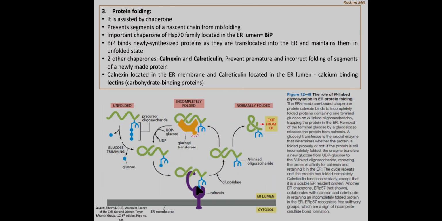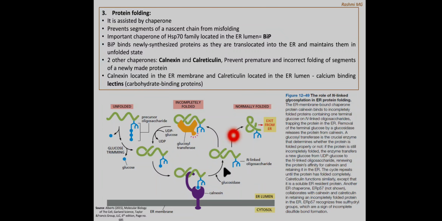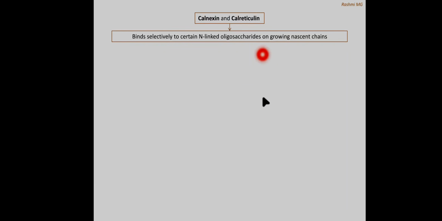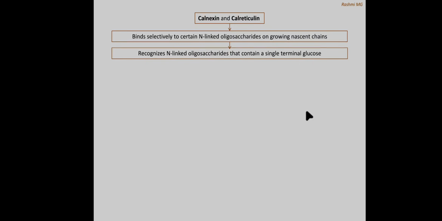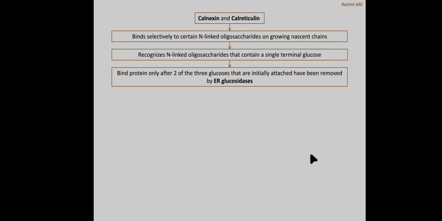Calnexin will recognize what? The glucose. This is the major thing. Calnexin and calreticulin bind selectively to certain N-linked oligosaccharides on growing nascent polypeptides. They recognize N-linked oligosaccharides that contain a single terminal glucose.